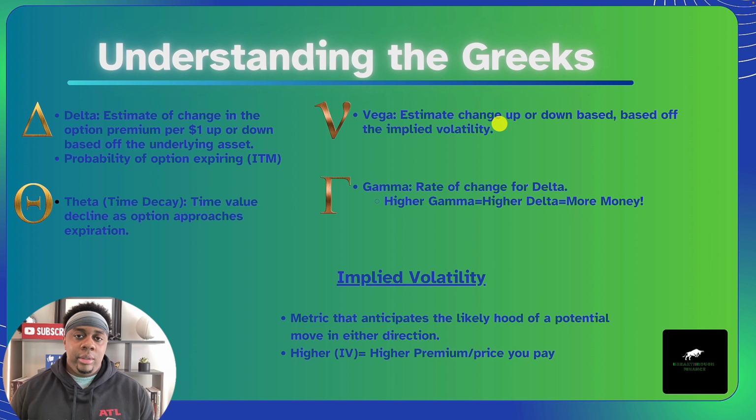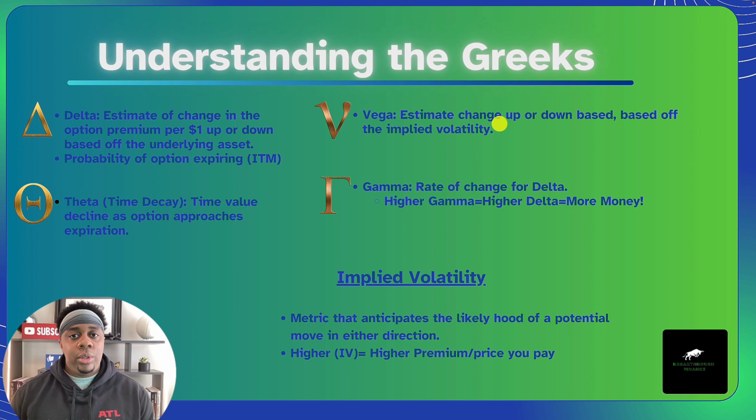Also, we need to understand the Greeks. That's what makes trading options different from just buying a regular stock. There are different factors that play into the price and how the price moves. There are two main ones that I focus on, the delta and the theta, and secondarily I'll look at vega and gamma. Going over delta, that's the estimate of change in the option premium per $1 up or down based on the underlying asset. It also doubles as the probability of an option expiring in the money.